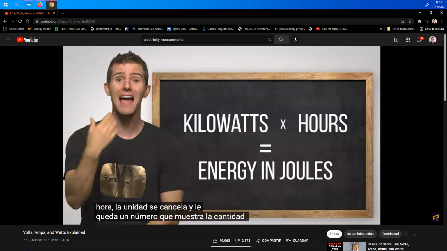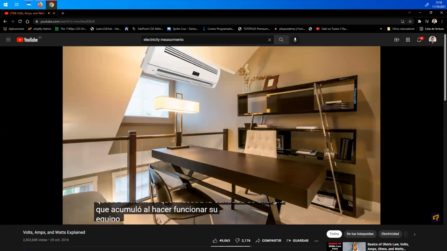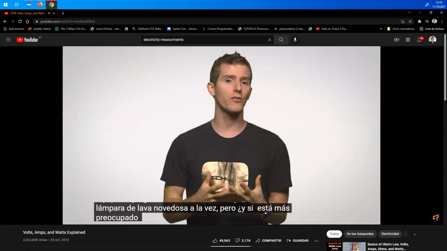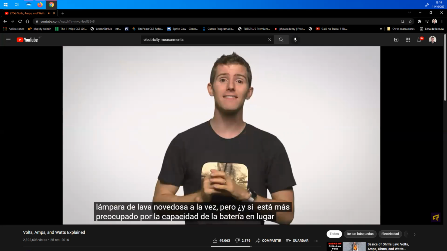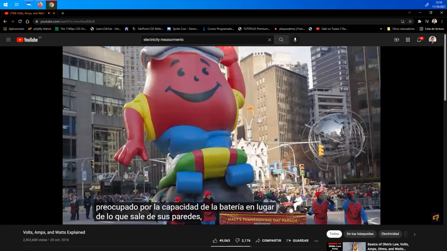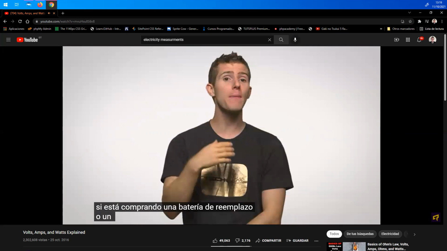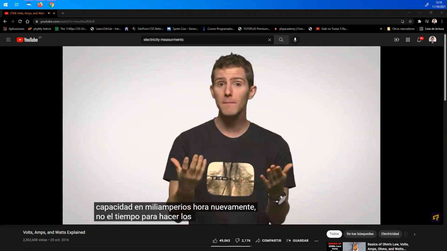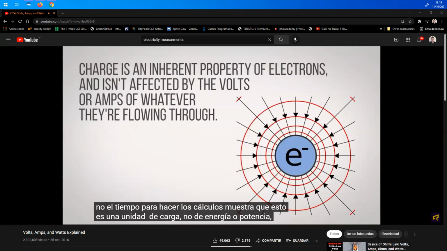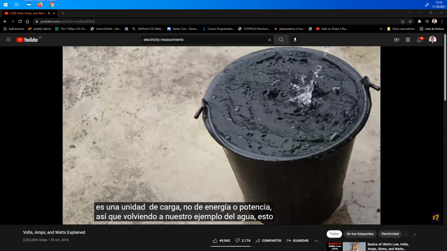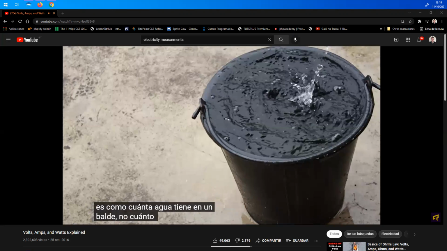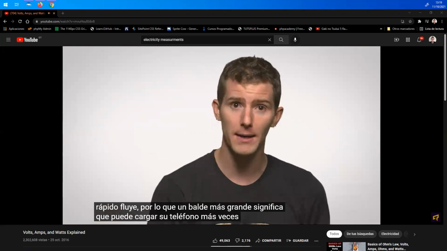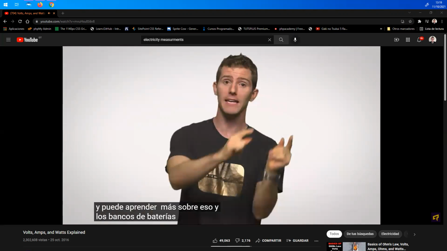a number that shows how much energy that you hogged by running your air conditioner, gaming rig, and novelty lava lamp all at once. But what if you're more concerned about battery capacity instead of what's coming out of your walls? Well, if you're buying a replacement battery or a battery pack, you might see their capacity listed in milliamp hours, again, not time. Doing the math shows that this is a unit of charge, not energy or power. So going back to our water example, this is like how much water you have in a bucket, not how much is flowing or how fast it's flowing. So a bigger bucket means you could charge your phone more times, and you can learn more about that and battery banks in this video here.